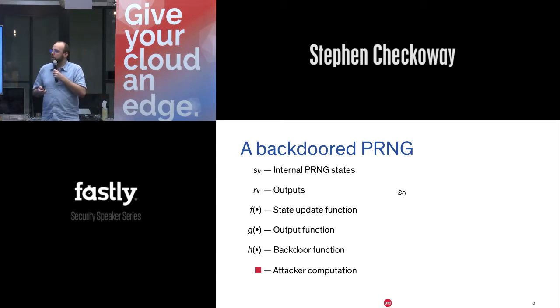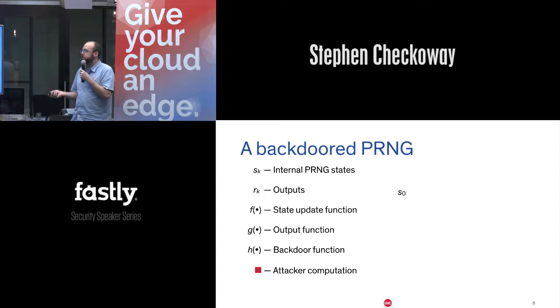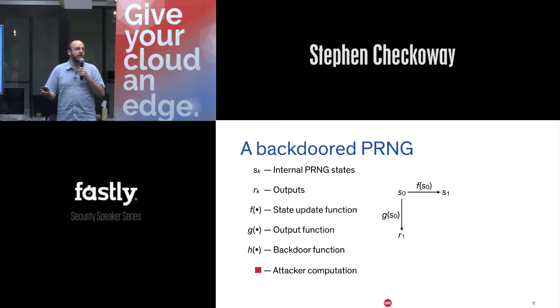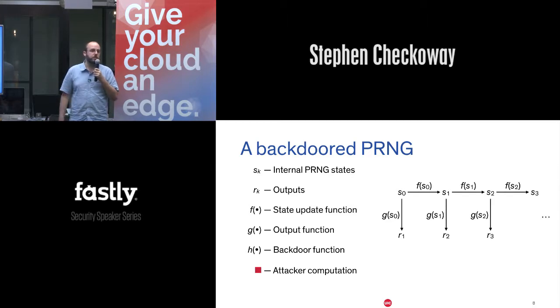A pseudo-random number generator consists of a couple of parts. We have some states. S0 here is our initial state. And to these states, we apply a pair of functions. f of S0 gets us a new state, S1. And g of S0 gives us our output, R1. Then, when we want to generate some more values, we just apply these functions again and again. And we keep going, and we can get as many pseudo-random values as we want, up to some limits.